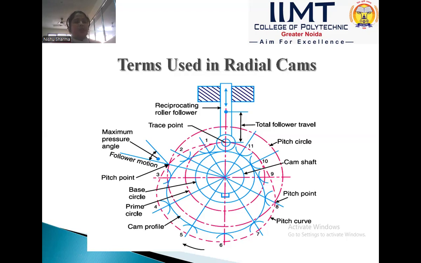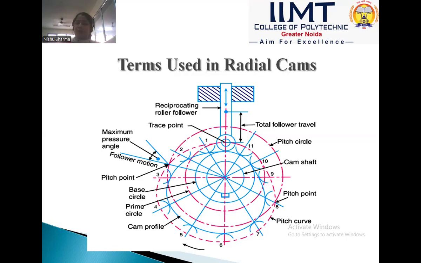For a knife edge follower and a flat face follower, the prime circle is the base circle. As I have also discussed, the prime circle is not in all followers, but only in a roller follower it is generated. So we can say that for a knife edge follower and a flat face follower, the prime circle and the base circle are identical, or the same. And for a roller follower, the prime circle is larger than the base circle by the radius of the roller.